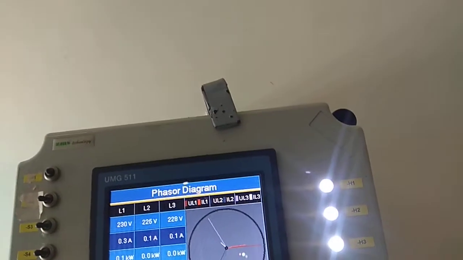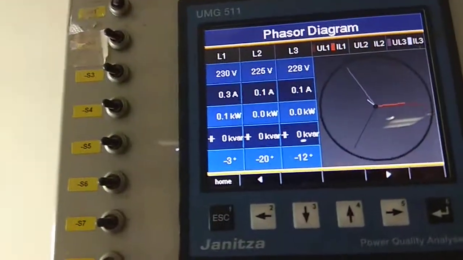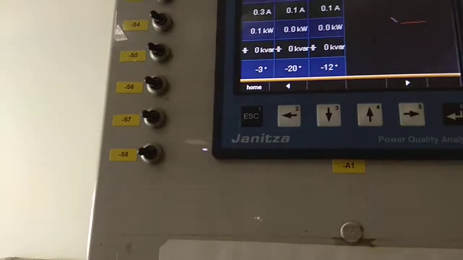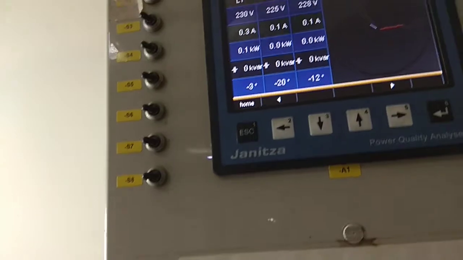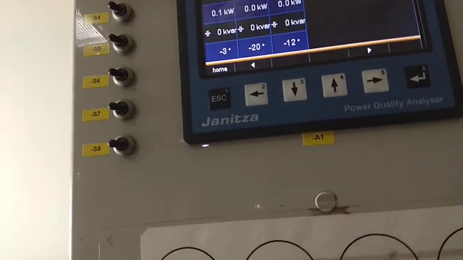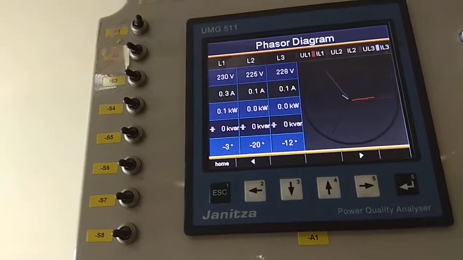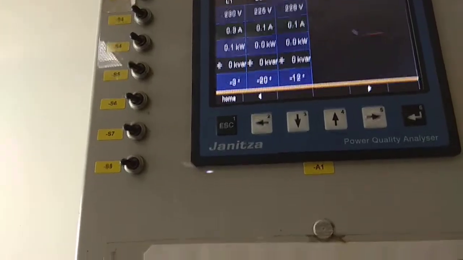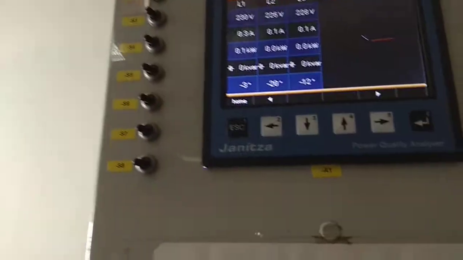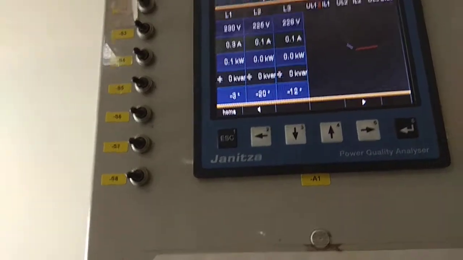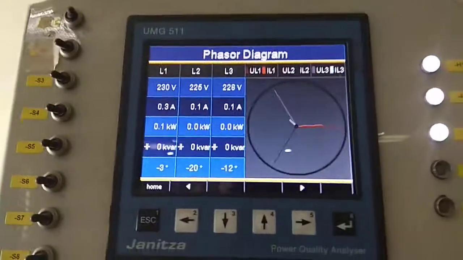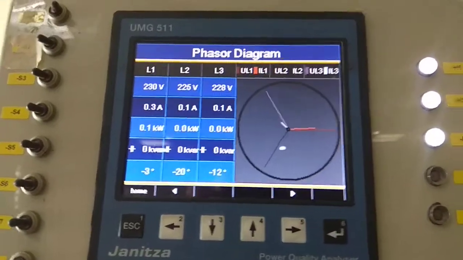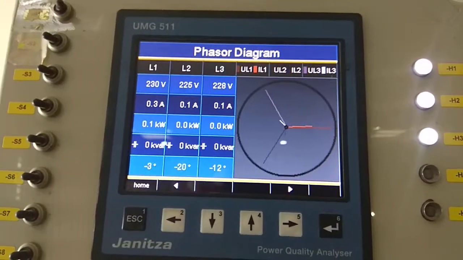Any other thing? It shows the degree of lead, because ideally in the case of the bulb we should get 0 degree, because they are in phase, but because of some unbalancing which is taking place, we are getting a small difference of -3 degrees. And in the other two, because the current and voltage will not be in the same phase, because they are not purely resistive loads, the corresponding differences of -20 degrees and -12 degrees are shown in the system.